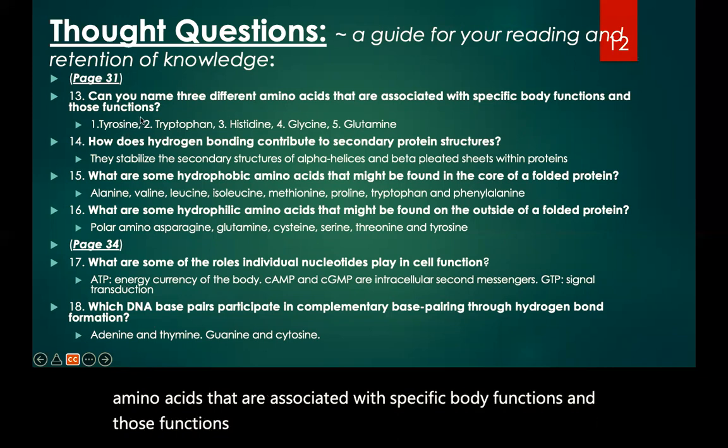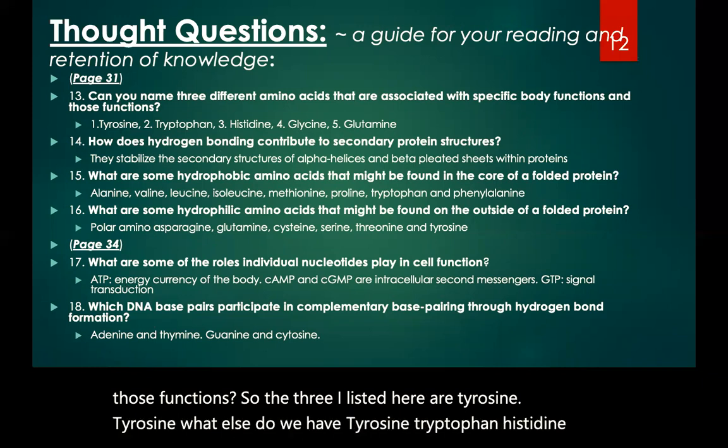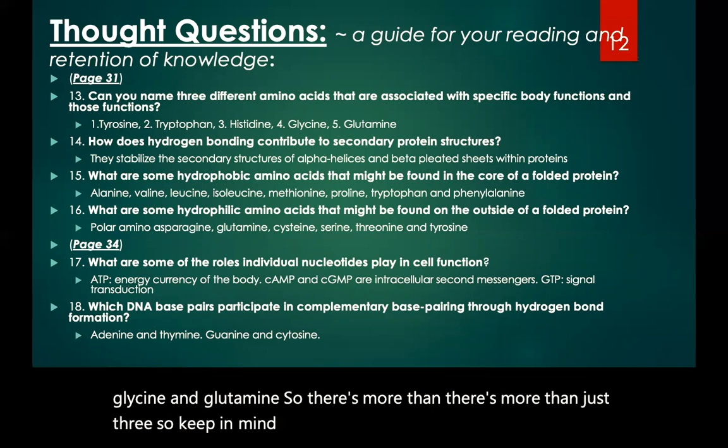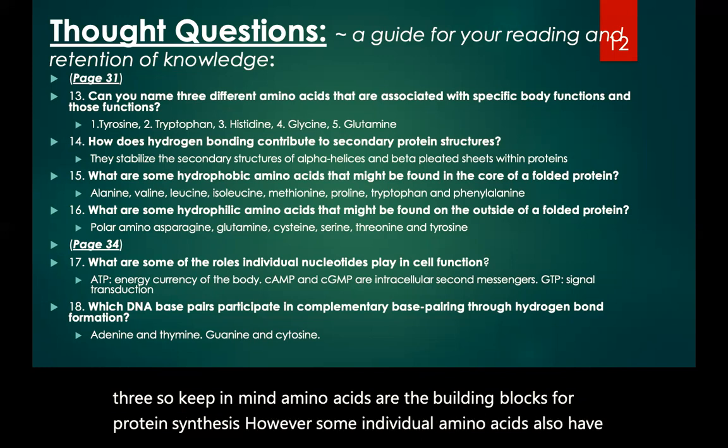So the 3 I listed here are tyrosine, what else do we have? Tyrosine, tryptophan, and histidine, glycine, and glutamine. So there's more than just 3. So keep in mind, amino acids are the building blocks for protein synthesis. However, some individual amino acids also have specific functions within the body.